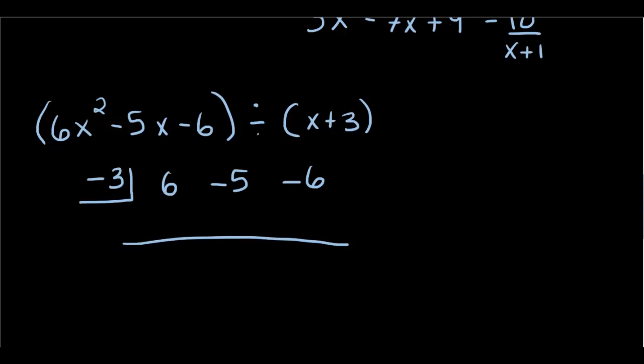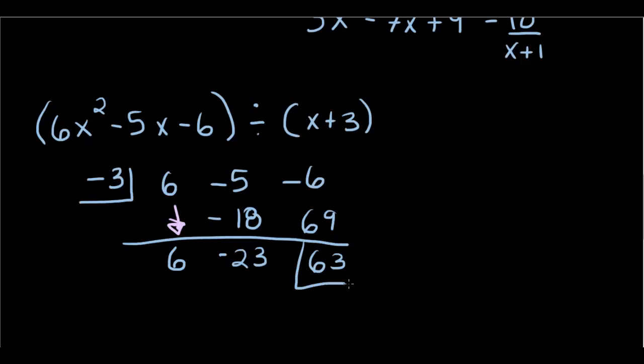Then we drop the first term. So I'm going to drop the 6. And we start. We multiply -3 times 6, that is -18. And then we add these two. -5 minus 18 is -23. Then we multiply -3 times -23, which is 69. -6 plus 69 is 63. So this is the remainder.